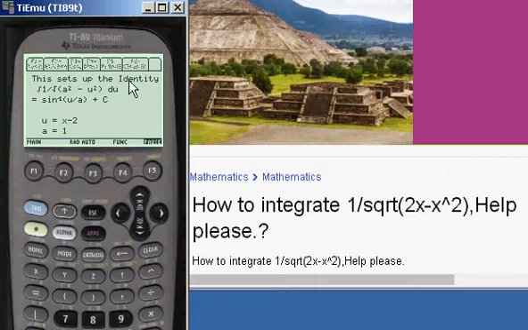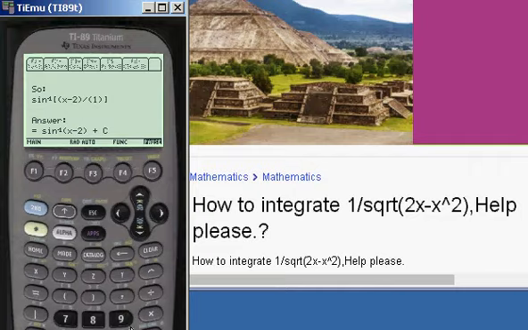This sets up the identity. The integral of 1 divided by the square root of a squared minus u squared du is equal to the arc sine of u over a plus c. So u is x minus 2 and a equals 1. Here's the u squared, or u substitution area. It's all pathetic calculus, you know. And so we add the u and the a, and we come up with the answer here, arc sine of x minus 2 plus c.